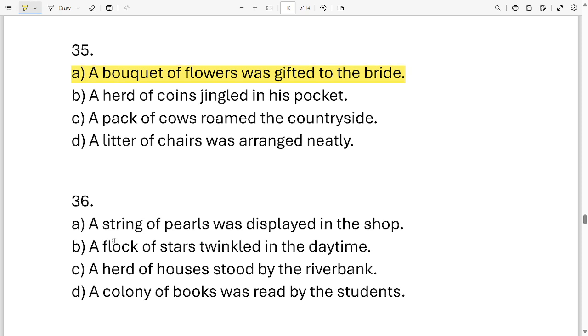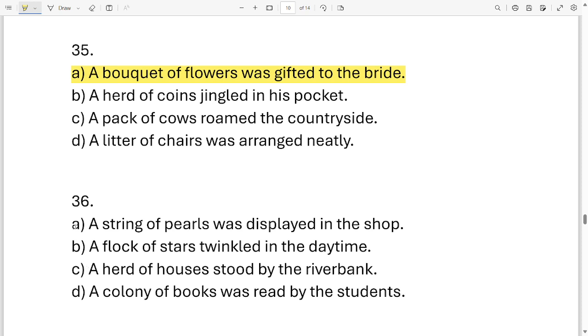Next question. A string of pearls was displayed in the shop. A flock of stars twinkle in the daytime. A herd of houses stood by the river bank. A colony of books was read by the students. Which of these sentences is correct? Option A, B, C, D. Check which of these sentences has used the collective noun correctly.